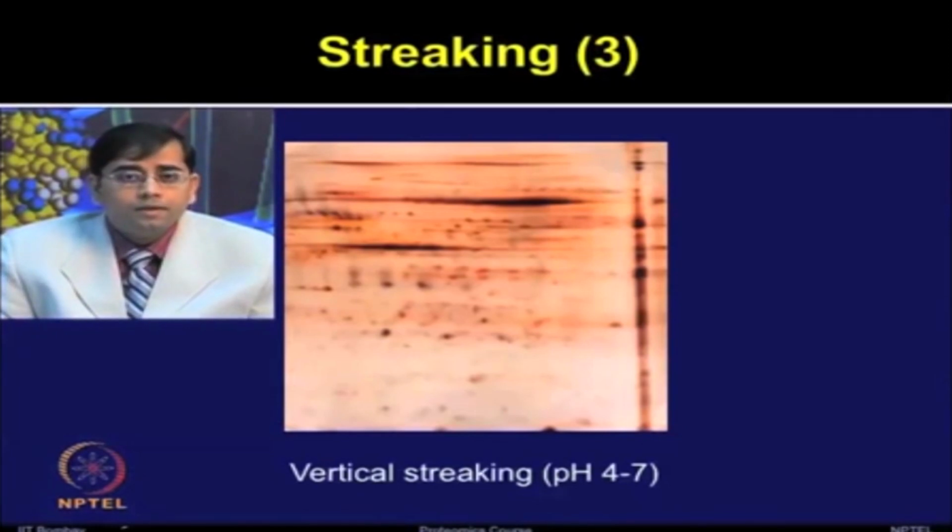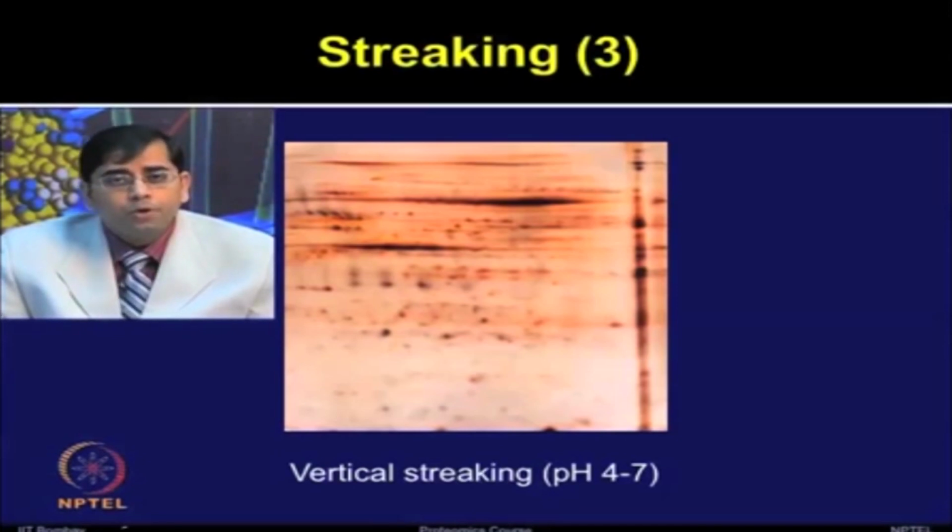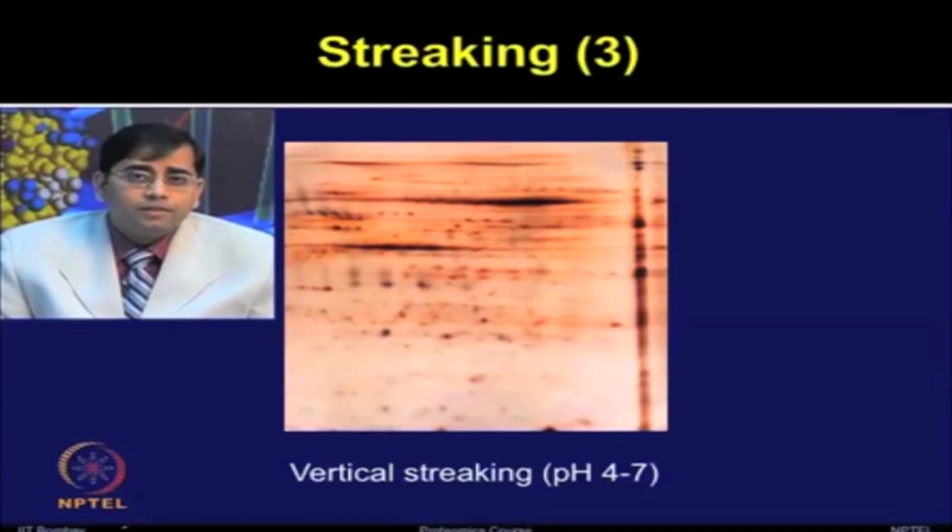If you are using a narrow pH gradient strip such as a 4 to 7 pH strip, then vertical streaking can appear, because all the proteins beyond 7 pI will stack together in that region and one can see the vertical streaking.